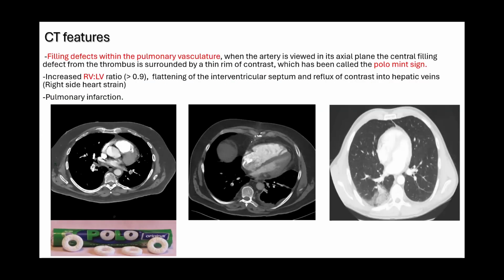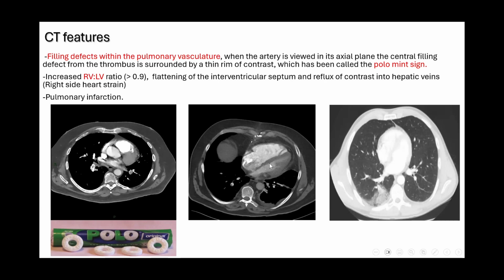Regarding the CT, there should be a filling defect within one or more arteries, it doesn't matter. You can see here there are multiple filling defects bilaterally with surrounding contrast within the artery. So it appears as the Polo mint sign.